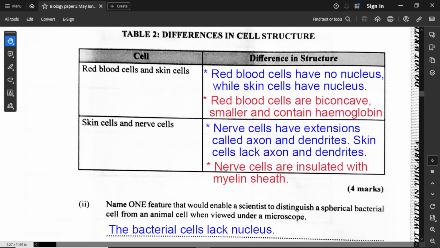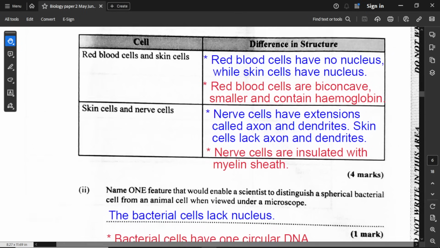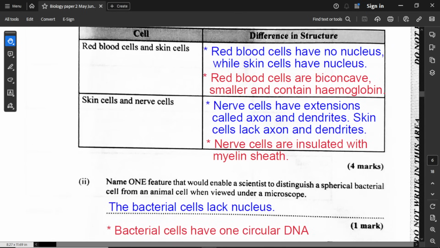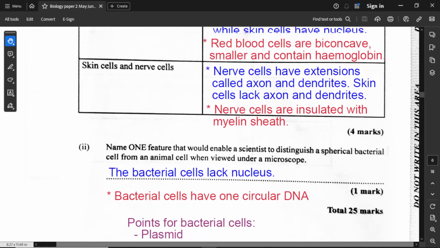All right, red blood cells are biconcave in shape, generally smaller than the skin cell, and contain hemoglobin, which of course the skin cells do not. Skin cells have none of these. The difference between skin cells and nerve cells is that nerve cells have extensions and they are called axon and dendrites. Skin cells lack axon and dendrites. Again, nerve cells are insulated with what they call myelin sheath. All right, and of course, skin cells do not have those.